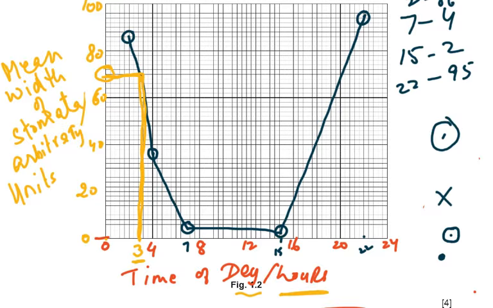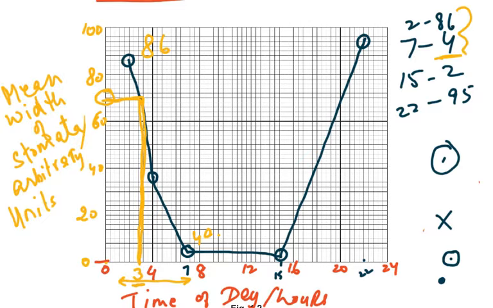Now, I have told you a million times in my videos, what is describe? Describe is no biology. So between 200 and 700 hours, what has happened? Between 200 and 700, the width of the stomata decreases from 86 AU to 4 AU. From 86, it has gone down to 4 AU. No biology, please. Don't give me the reasons for it. Describe means no biology.